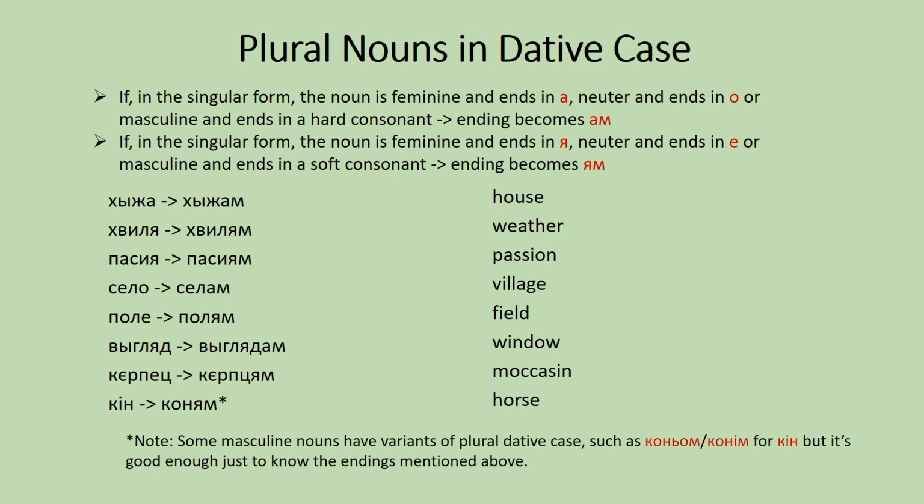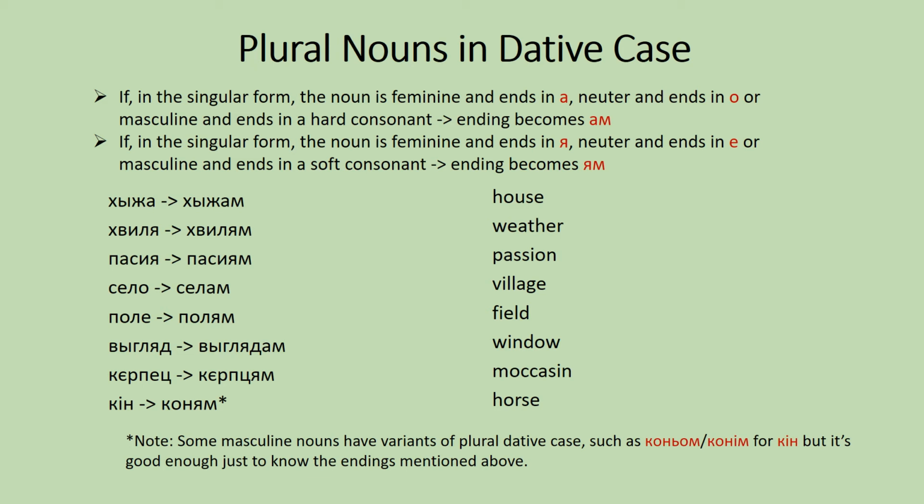Plural nouns in the dative case. To put a plural noun in the dative case, one needs to do the following. If in the singular form the noun is feminine and ends in a, neuter and ends in o, or masculine and ends in a hard consonant, the ending becomes am. Conversely, if in the singular form the noun is feminine and ends in ya, neuter and ends in e, or masculine and ends in a soft consonant, the ending becomes yam.